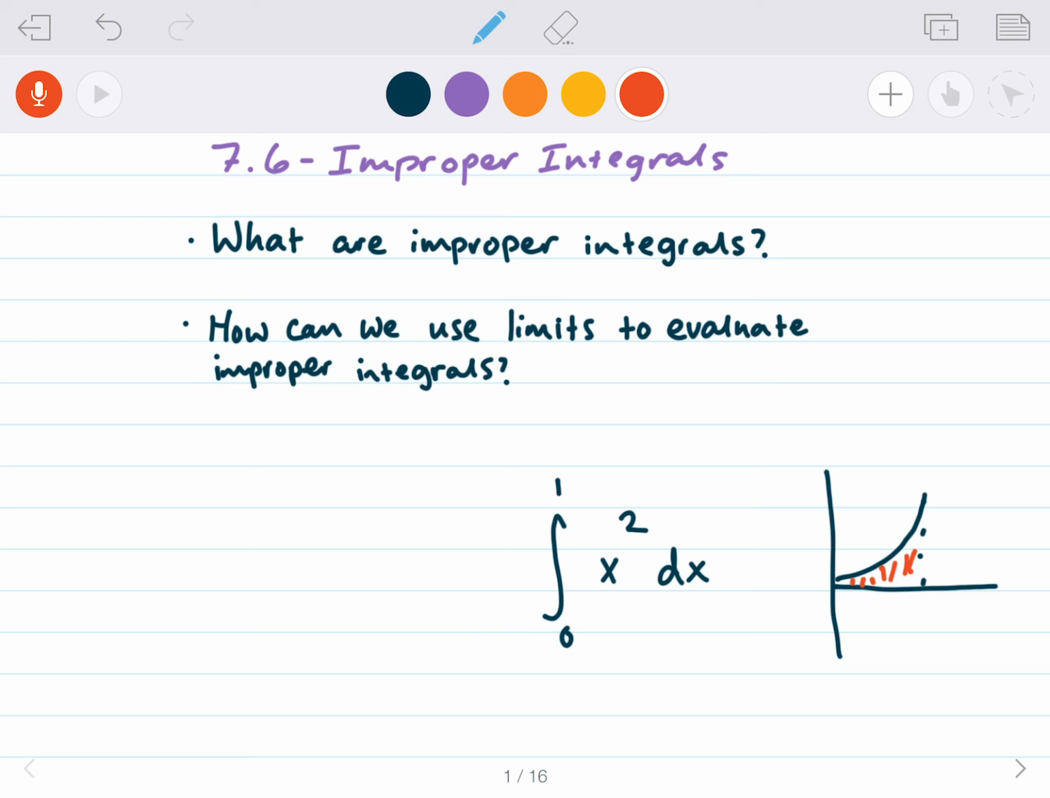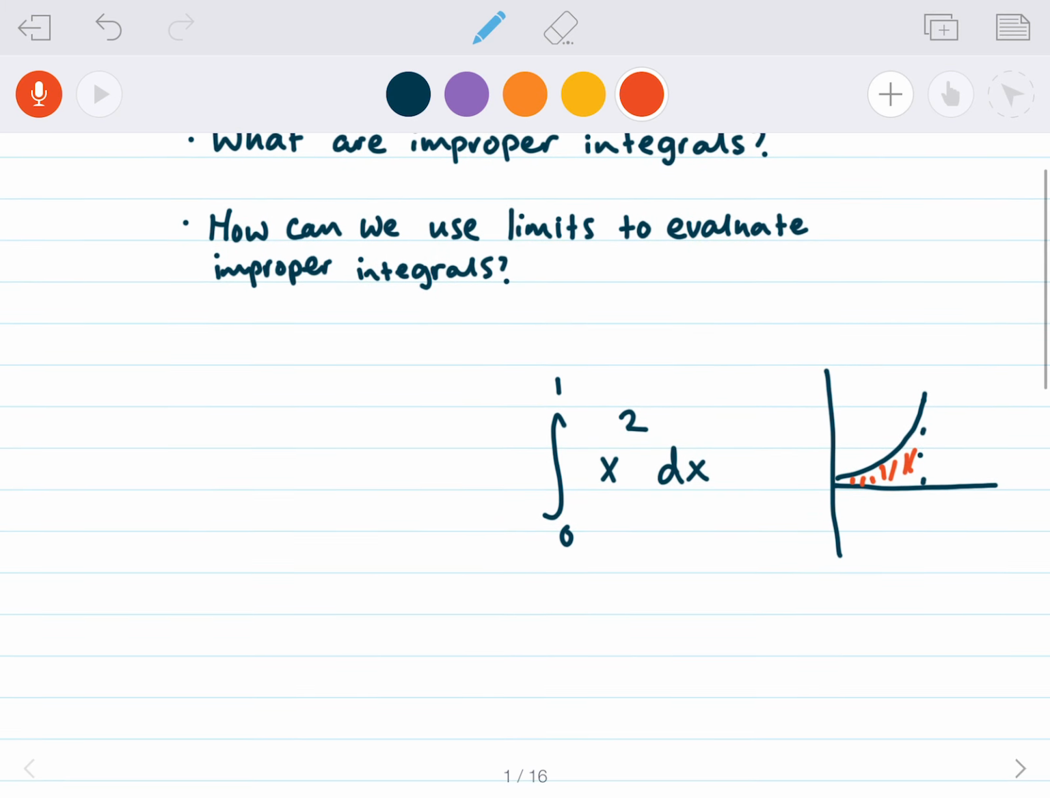But with improper integrals, we're going to look at two cases. The first case is when our lower bound is negative infinity or our upper bound is infinity. So how do we handle something like this? If we are integrating from 0 to infinity of x squared dx, well, what does that mean?